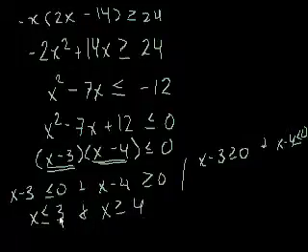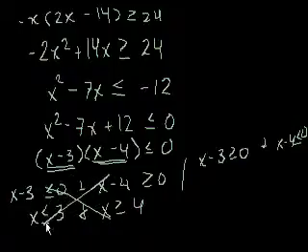Right? So both of these things have to be true. X has to be less than or equal to 3, and x has to be greater than or equal to 4. Well, let me ask you a question. Can something be both less than or equal to 3, and greater than or equal to 4? Well, no. So we know that this situation can't happen. There's no number that's less than or equal to 3 and greater than or equal to 4.